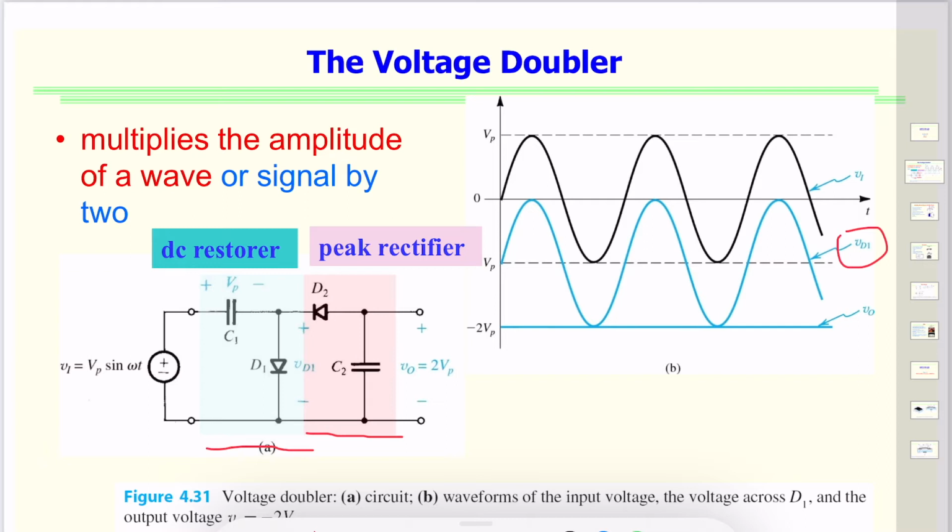Now, in response to this waveform, the peak detector section provides across capacitor C2 a DC voltage which is equal to the negative peak of VD1, and that's minus 2 VP. Because the output voltage is double the input peak, the circuit is known as a voltage doubler. This can be used in many different cases to provide output DC voltages that are higher multiples of the input peak voltage, VP.